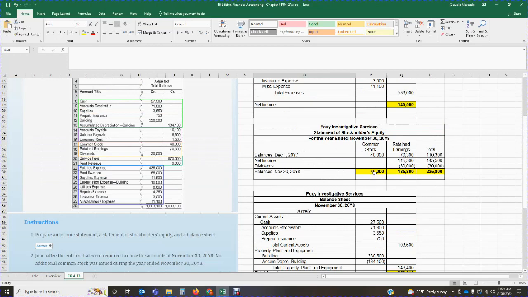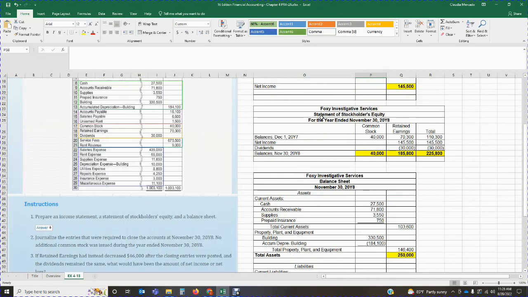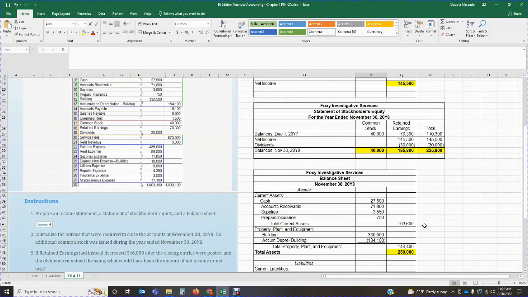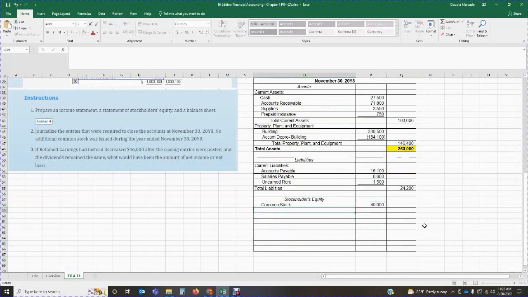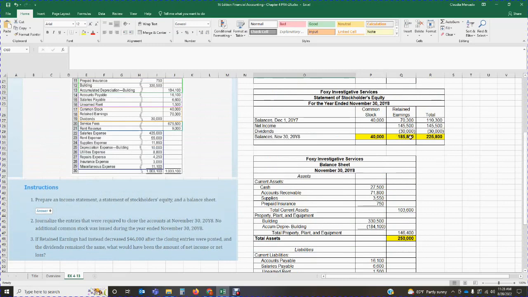Okay, we're going to bring in the totals. So the first thing that we have is common stock. According to our statement of stockholders' equity, common stock is 40,000. Okay. Next, we have our retained earnings. Our retained earnings are 185,800. Okay, that's coming from right here. Our total of retained earnings.